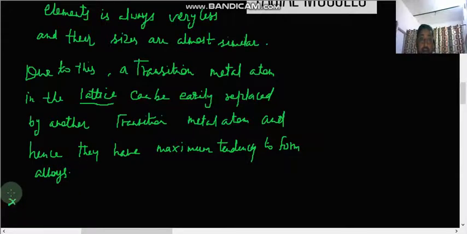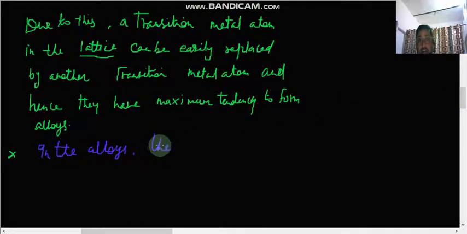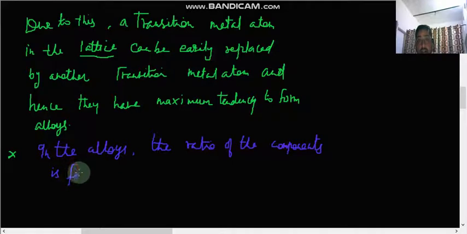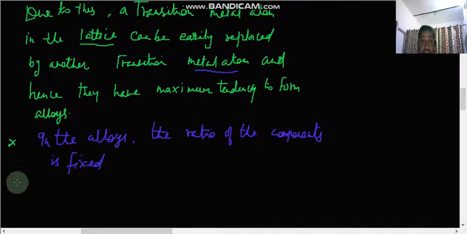Okay, now here further we can say that in the alloys the ratio of the components is fixed. Now here one more thing I would like to say: apart from metal atoms, there can be some non-metal as well. One of that is carbon. Even carbon is a constituent of various metals, especially steel. So we'll see some examples later on.